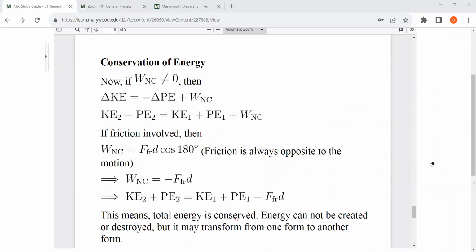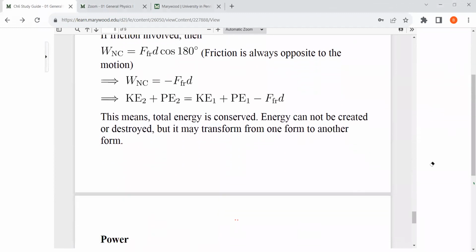So the conservation of mechanical energy tells us this, but in words it means that energy cannot be created or be destroyed. Energy can only be transformed from one place to another place or from one form to another form. So this is the conservation of energy.